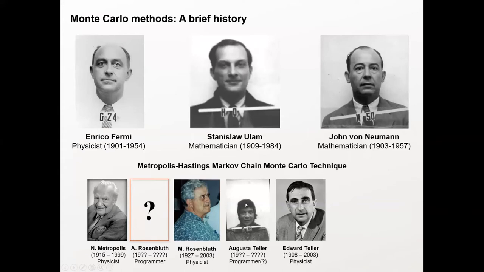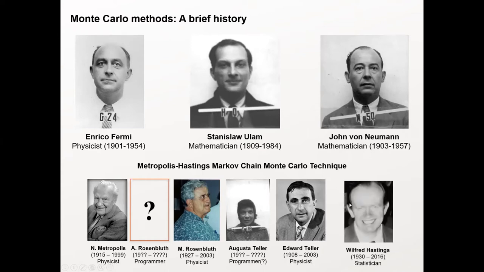these gentlemen and these ladies together proposed a method to sample objective functions called the Metropolis-Hastings Markov chain Monte Carlo technique. And this technique was later popularized, expanded, and introduced to the statistical community. And now this Markov chain Monte Carlo technique has become one of the most important algorithms that exist in computer science and essentially all fields that involve inference.